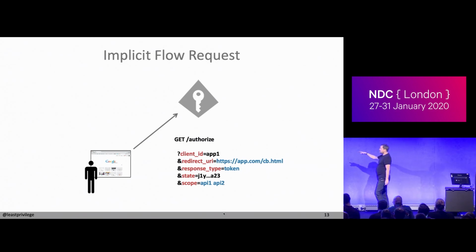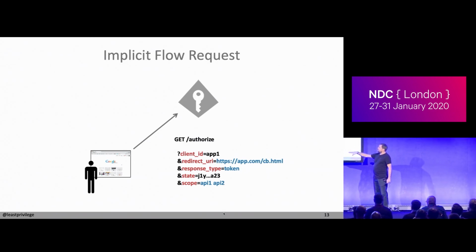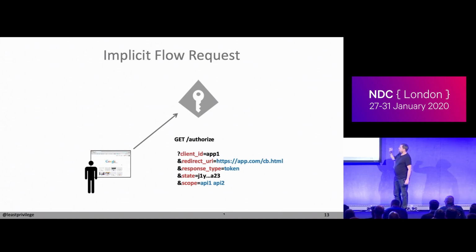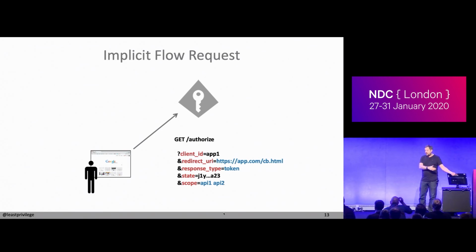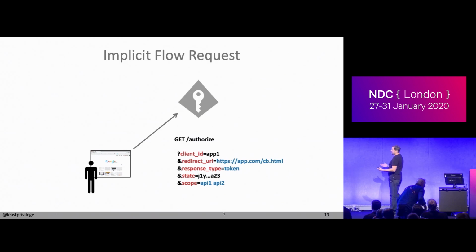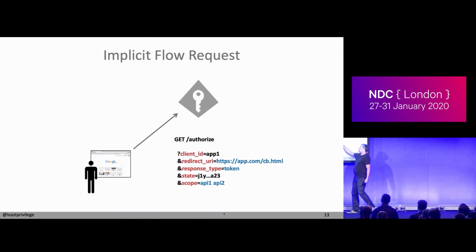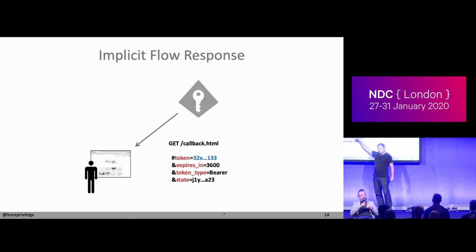Just to recap very quickly, what's the implicit flow? It's basically, as I said, a simplified version of OAuth that was built for browsers that did not support cross-origin AJAX calls. Right? Because in 2012, we didn't have CORS by the time, so we couldn't do cross-origin AJAX calls, so they sent around the tokens on the URL.